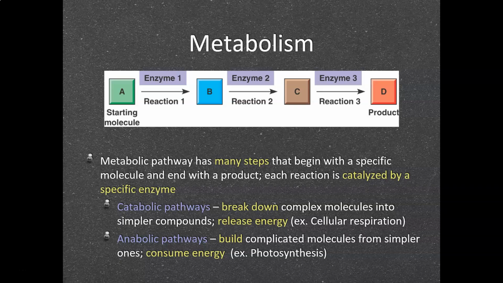Anabolic pathways are the opposite to that then. These are ones that are going to build things. So they may take something like that simple glucose molecule in a plant and turn it into starch molecules that they can store, or turn it into cellulose molecules that they can use as structural components for their cell wall. So anabolic pathways build things instead. But if I'm going to build things, that's going to require energy. And so these guys will consume energy from their environment. Photosynthesis is a great example of that.